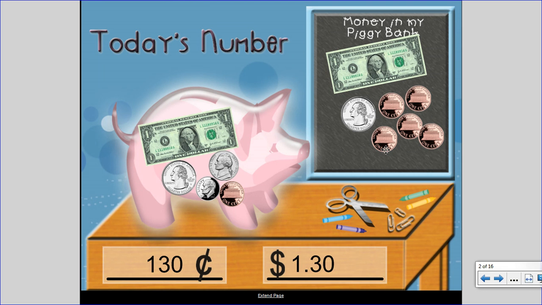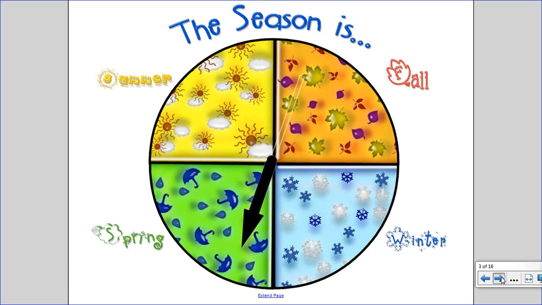So what can we do with those 5 pennies? What can we exchange them for? Yeah, we can take all those 5 pennies and we can exchange them for a nickel. A nickel is worth the same amount. So now we have $1 and 25 plus 5 is 30. 25, 30. $1.30.